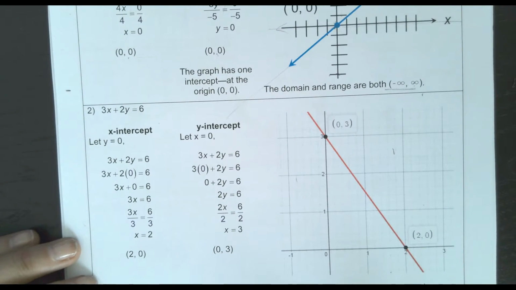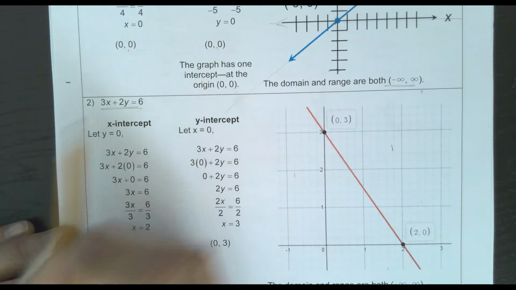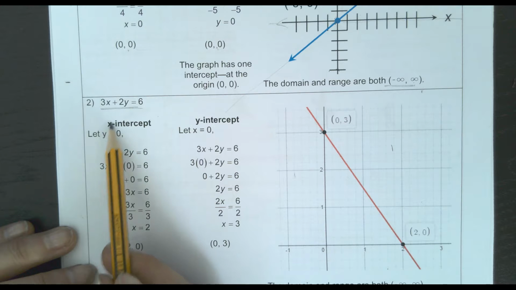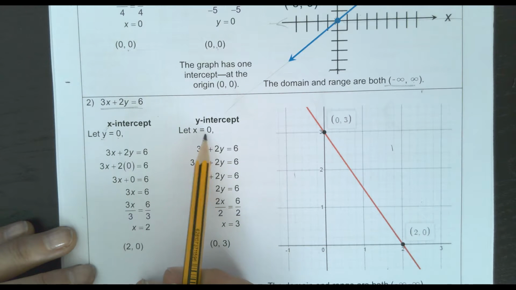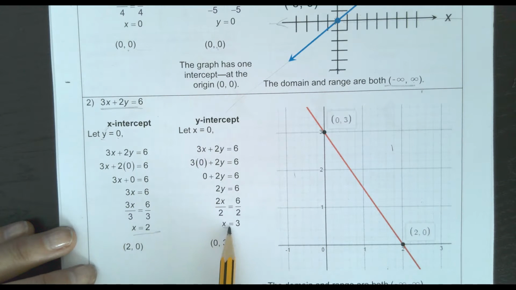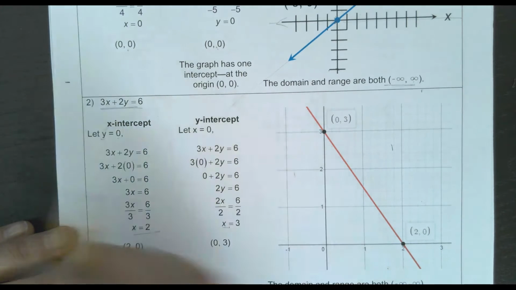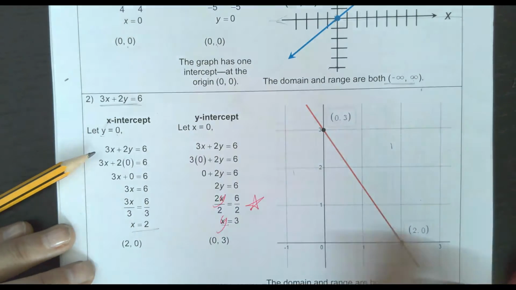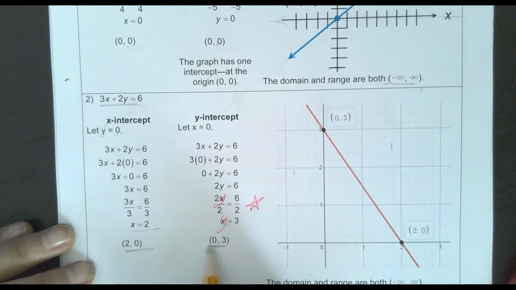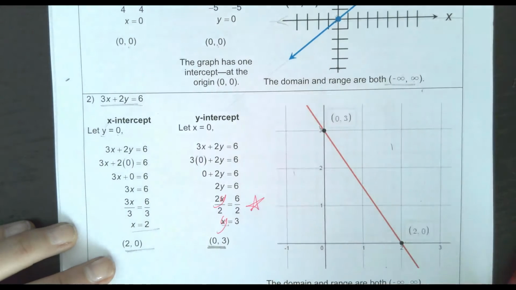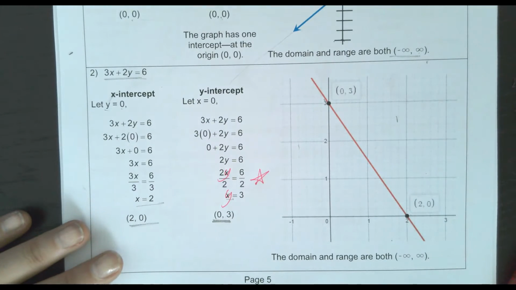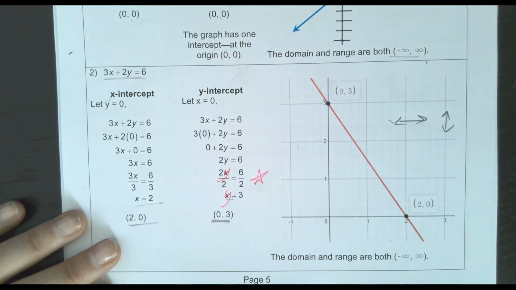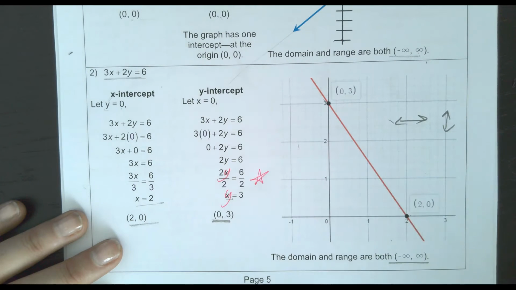Here's another one. So I see that it's in standard form. So if I want to graph it, I'm going to just go opposite. Let y equals 0, x equals 0. Solve for x. So this should be a y. I made a mistake. I'll put a star to fix that. Okay, so now I have 2 points. I plot the points and join it. And I can see that it's a line. It's not horizontal. It's not vertical. So I know my domain and range are both negative infinity to infinity.